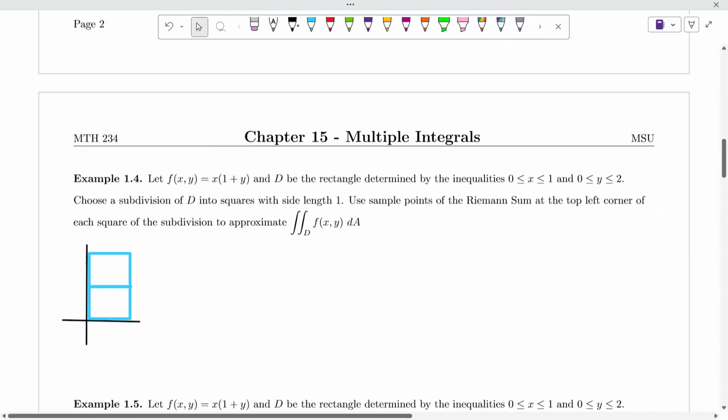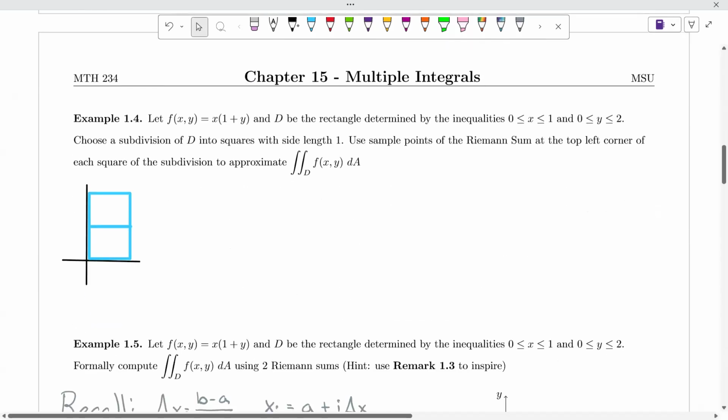So moving on to the next bit. Let's try one more Riemann sum before we call it a day. Or at least call it done with Riemann sums forever.